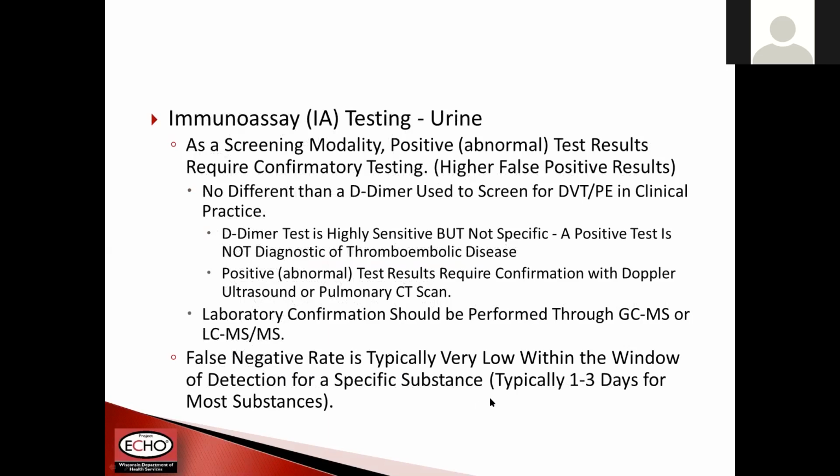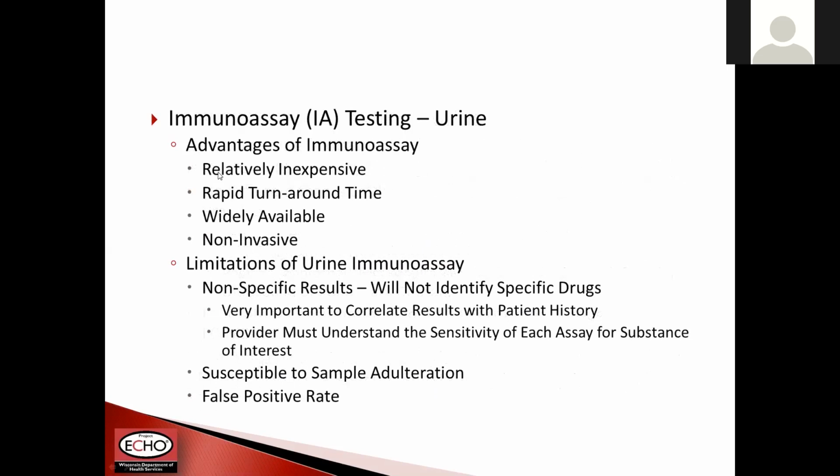Again, the false negative rate is typically very low within the window of detection. It's inexpensive, the immunoassay, that's why we use it. Rapid turnaround time, it's widely available, and it's non-invasive when you use urine. The limitations: again, the false positive rate tends to be very high, and you have to understand the sensitivity of each assay for the substance of interest, and that's extremely important. Some people will call a negative opiate on someone taking oxycodone a false negative. That's not true. It's a true negative because you're not testing for oxycodone. So you have to really understand the test itself before you start labeling things false positive or negative.